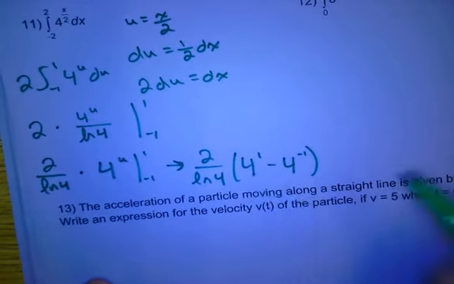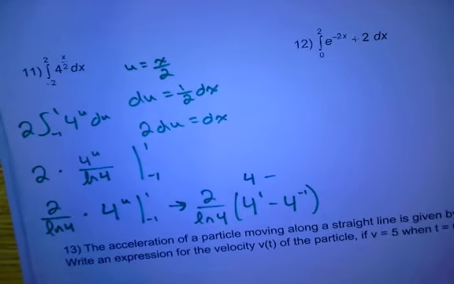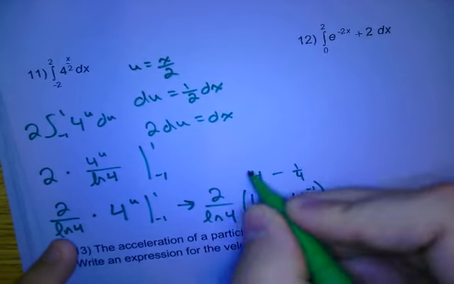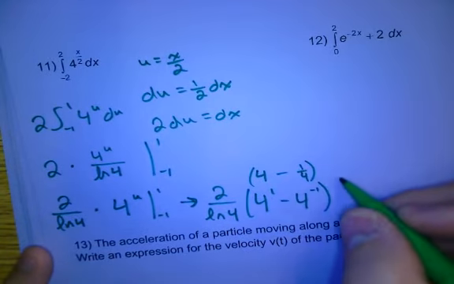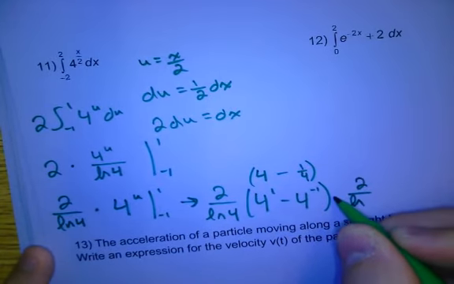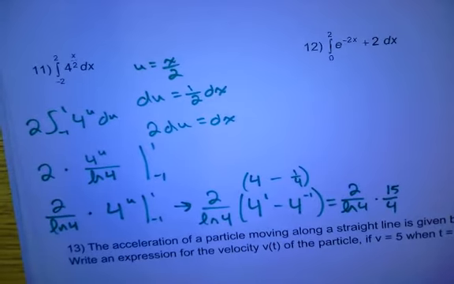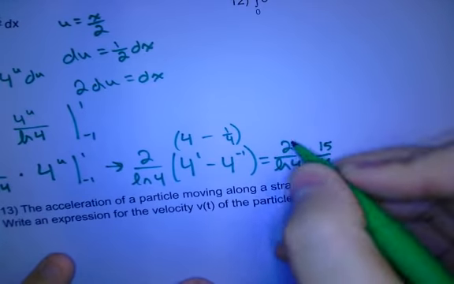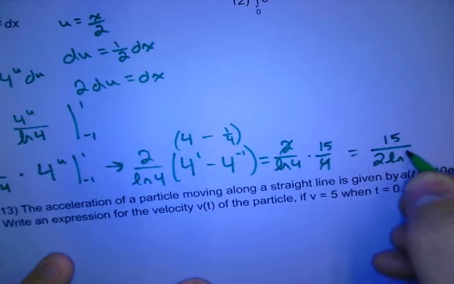What's 4 to the 1? Minus, what's 4 to the negative 1? 1/4. What's 4 minus 1/4? 15/4. So I'm going to get 2 over ln of 4 times 15/4, which gives me 15/2 ln of 4.